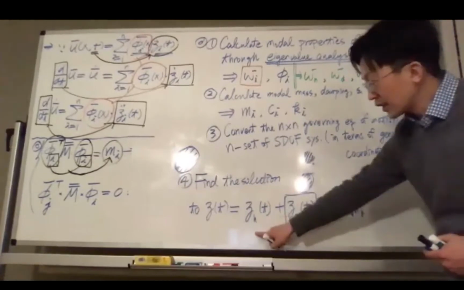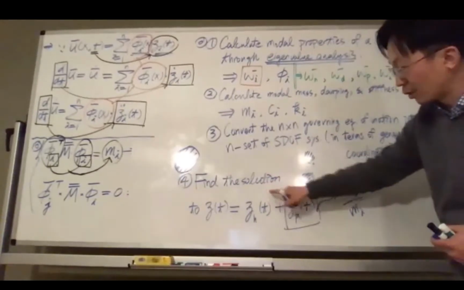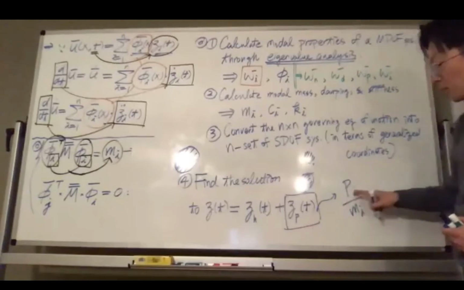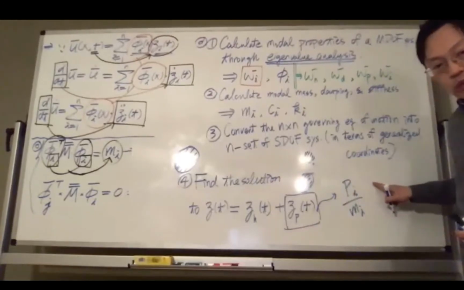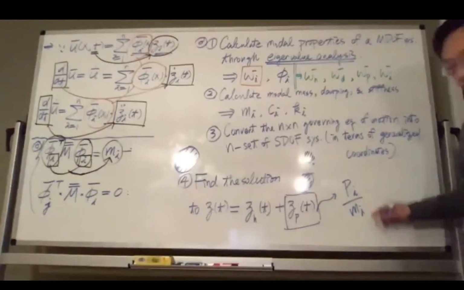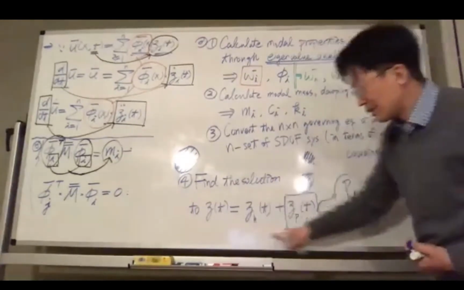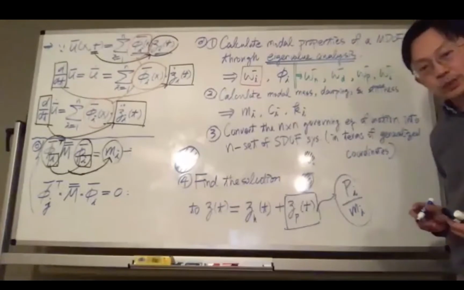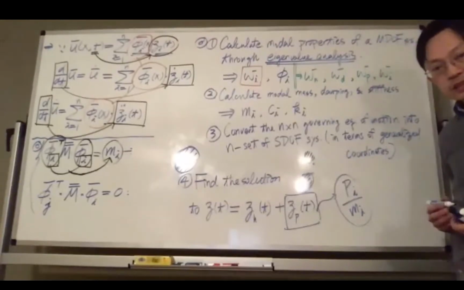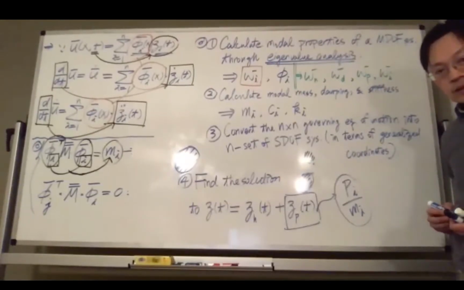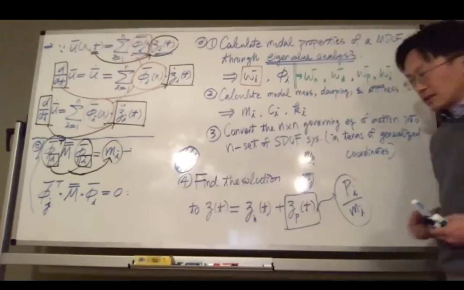So the first one is when the right-hand side becomes 0, and the second term will be when the right-hand side of the equation becomes pi over mi. All right, so this part is no different from what we did with the single degree of freedom system. Is that clear? Yeah. All right.